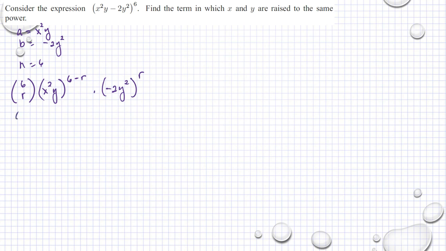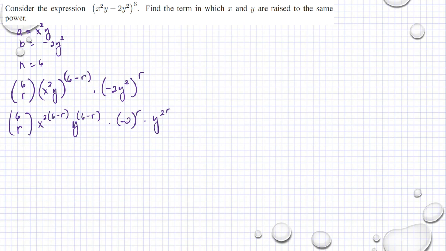Okay, so we have 6 taken r, and we have x raised to 2 multiplied by 6 minus r, multiplied by y raised to 6 minus r. Maybe it's good if I put that in a parenthesis. And then multiplied by negative 2 raised to r, multiplied by y raised to 2r.